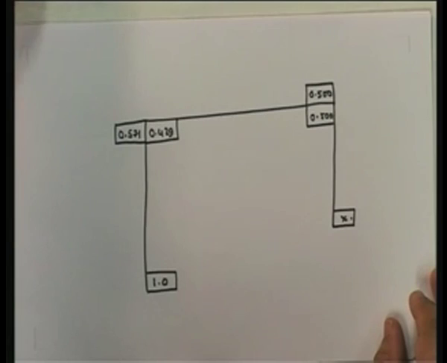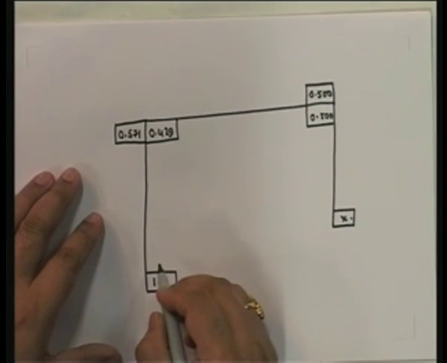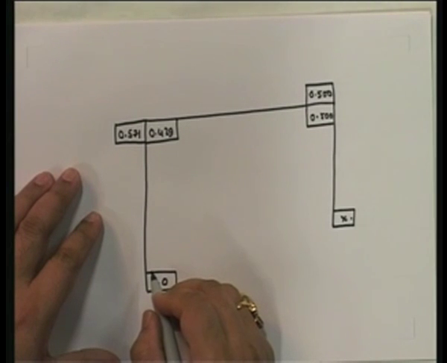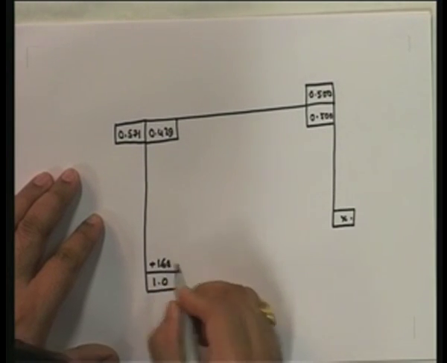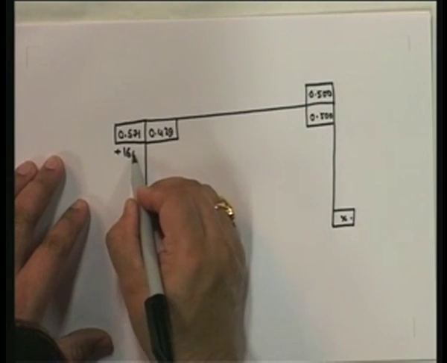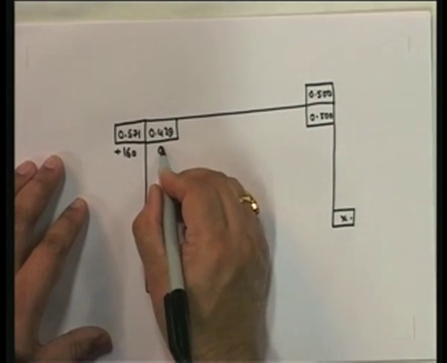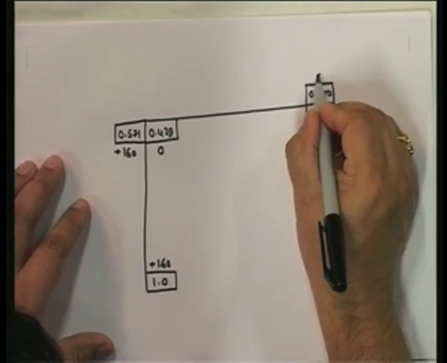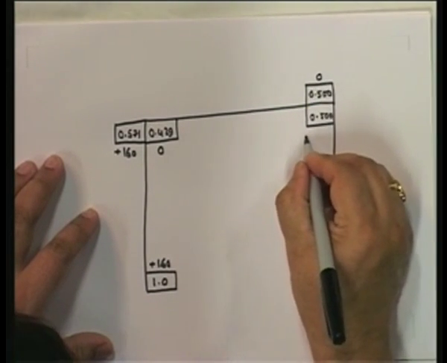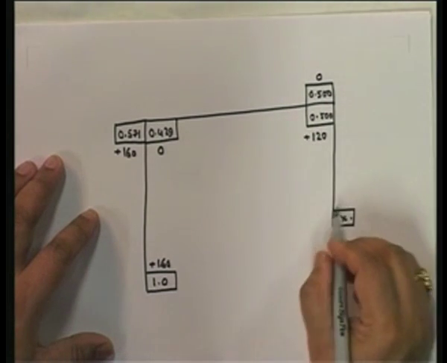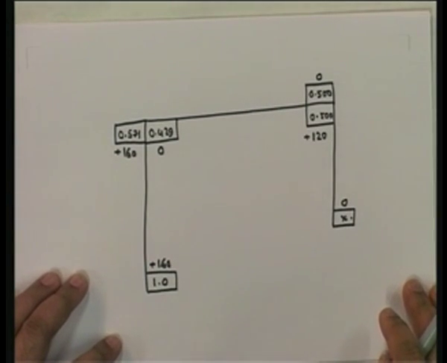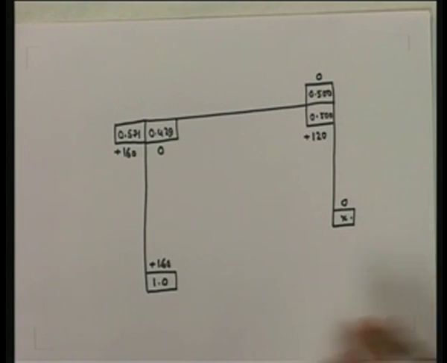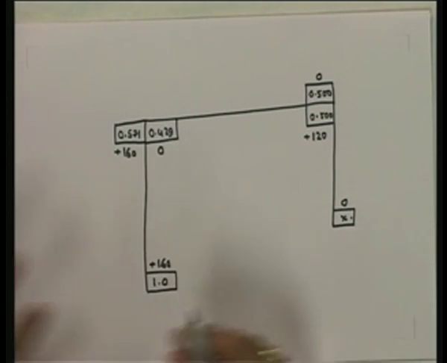And what are the values of the moments that I need to put in? Fixed end moment at AB was equal to plus 160. This is also plus 160. What was the fixed end moment here? 0. What is the fixed end moment here? 0. What is the fixed end moment here? Plus 120. Was the fixed end moment here? 0. Okay, so these are the values. Now I'm going to start doing the moment distribution, and let us just go through the process.